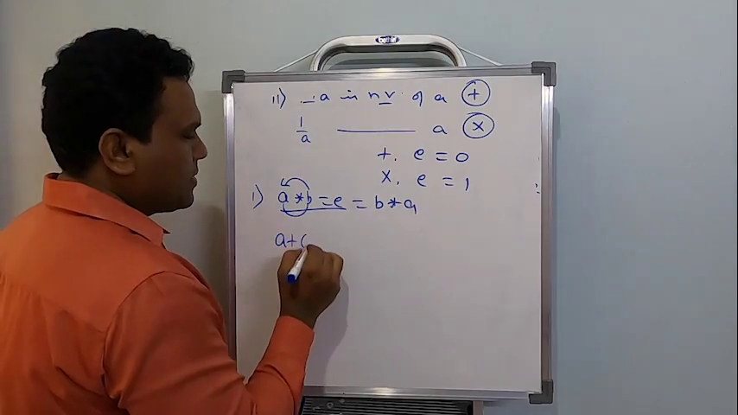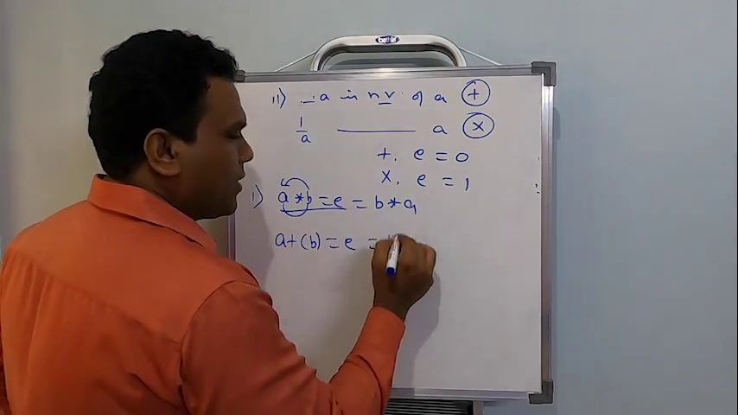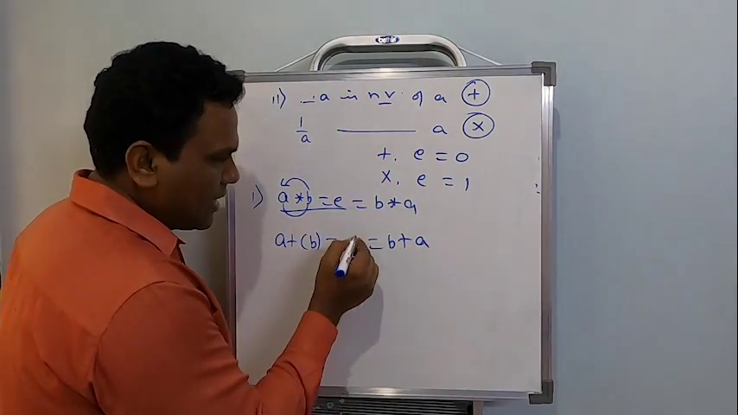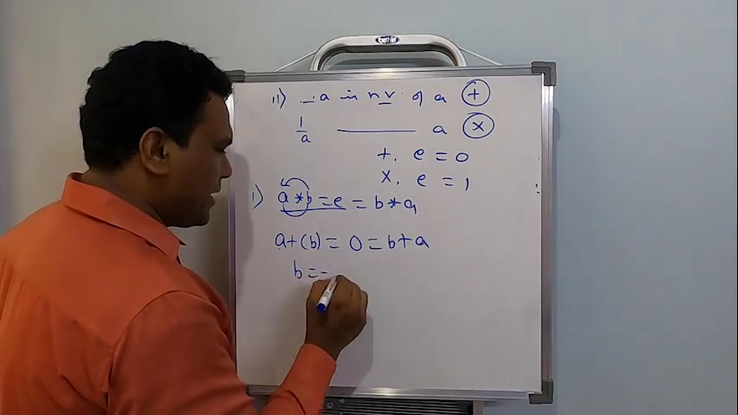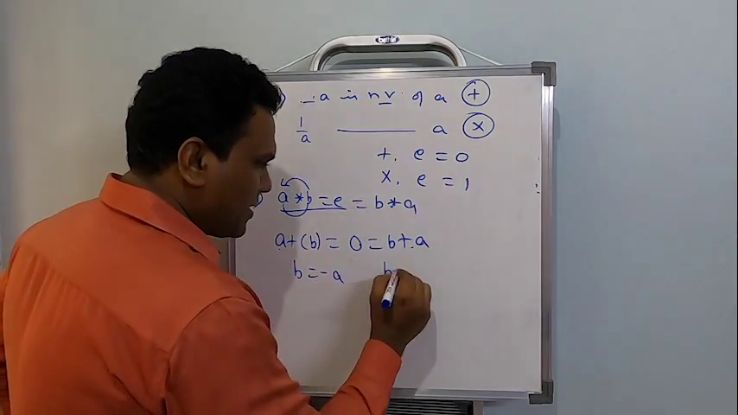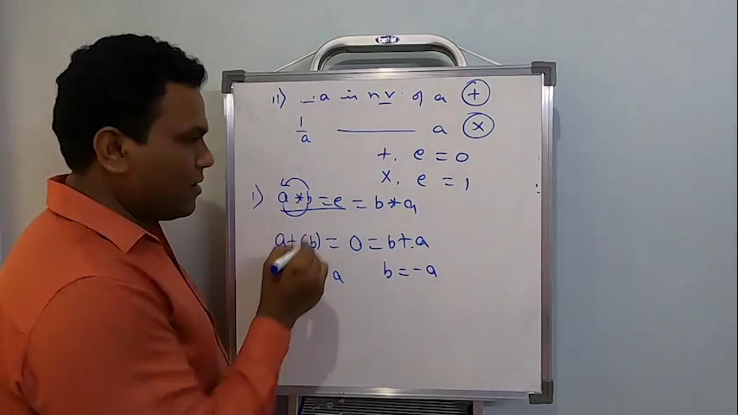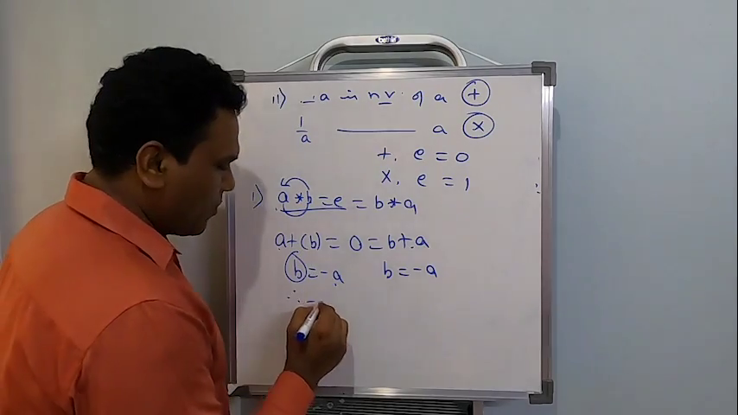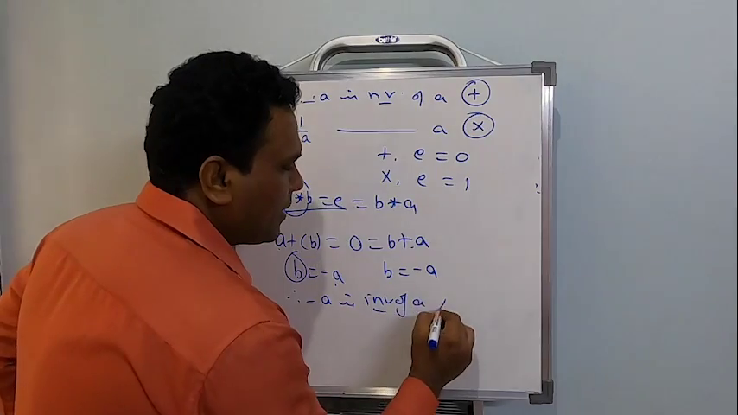So, A plus something. Let me call it B. A plus B should be equal to B plus A. But remember, I already know that under addition the identity is 0. So if I substitute and simplify, B is equal to minus A. So what was B? B was the inverse of A. And what am I getting? Minus A.